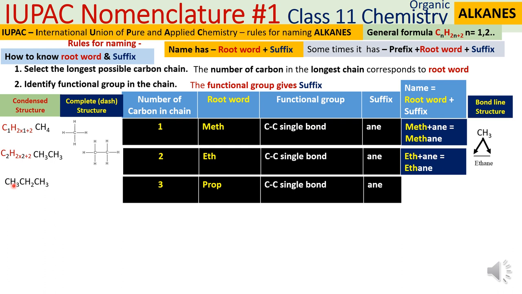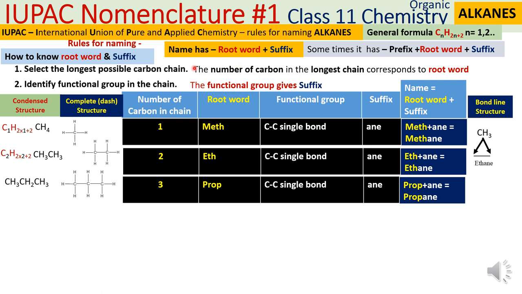If the number of carbons is 3, the condensed formula is C3H8, or it is also written as CH3CH2CH3. The complete structure showing all the bonds: one carbon connected to another by a single bond, that connected to another again through a single bond, and show all these bonds, 3 hydrogens here, 2 hydrogens at the center, 3 here. This will be the longest chain from here to here. In this, 1, 2, 3 carbon atoms are there. The root word is prop. The nature of bond between the carbons is a single bond. The functional group is the one which contains only carbon-carbon single bonds. For that, the suffix is ane. Thus, the name of the compound is prop plus ane, propane.